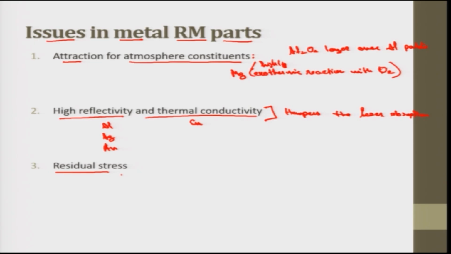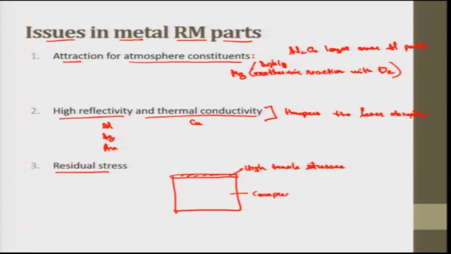In general, rapid manufacturing residual stress distributions feature high tensile stresses at outer surfaces, which are balanced by a large zone of compressive stresses in the center. So, at the surface we have high tensile stresses, and we have compressive stresses here.